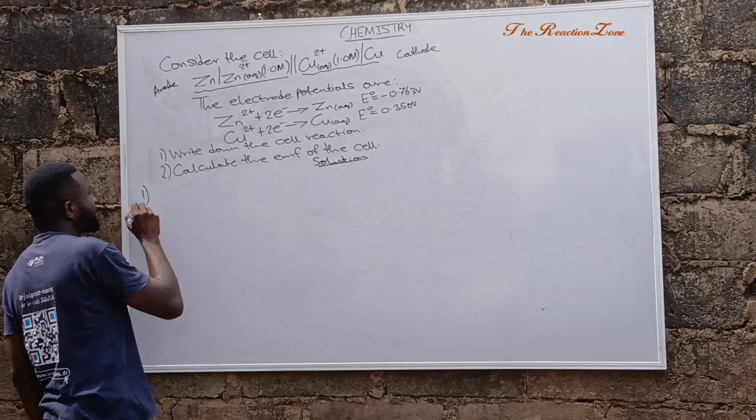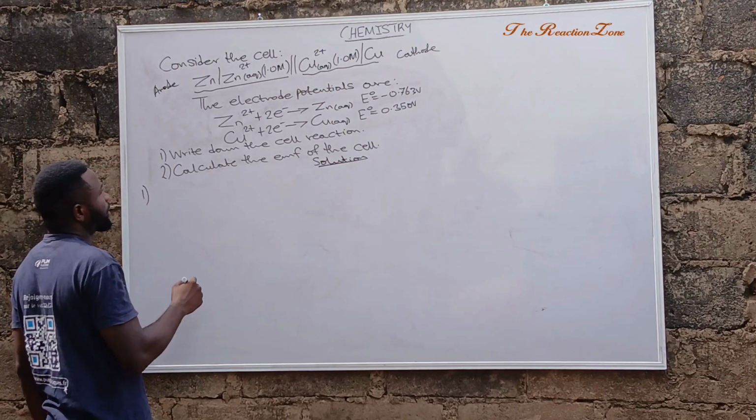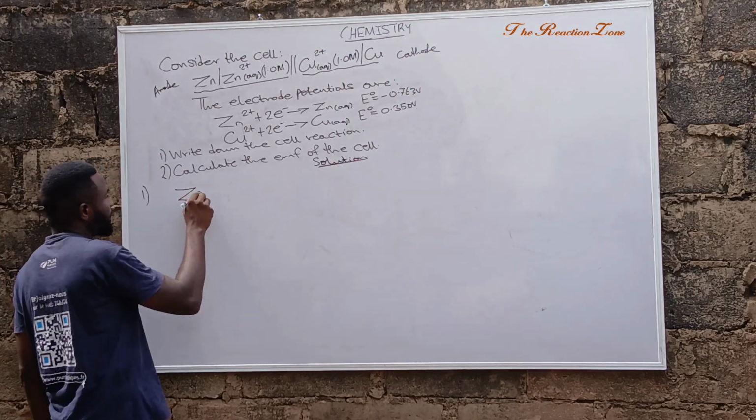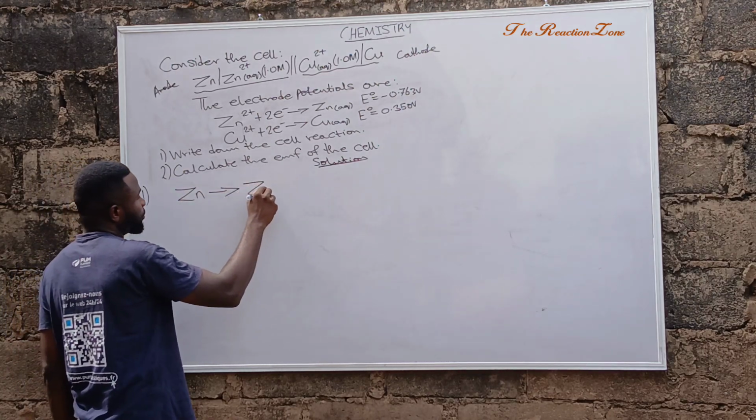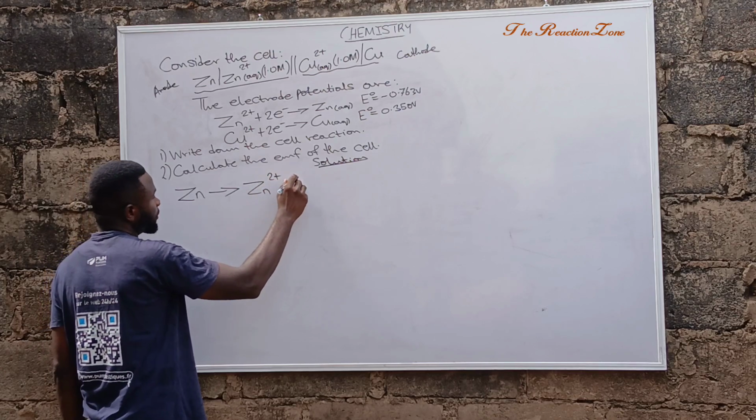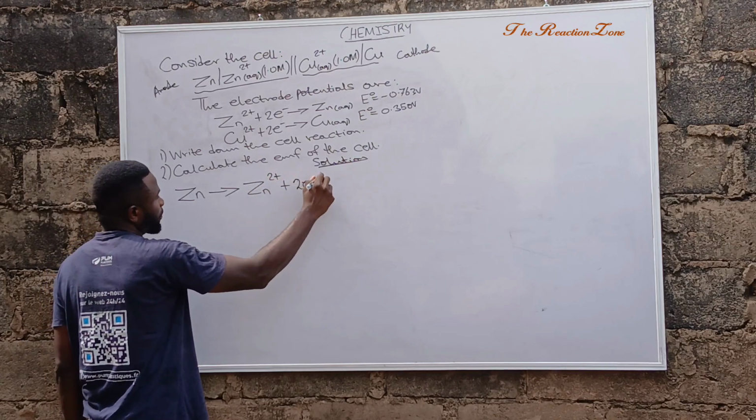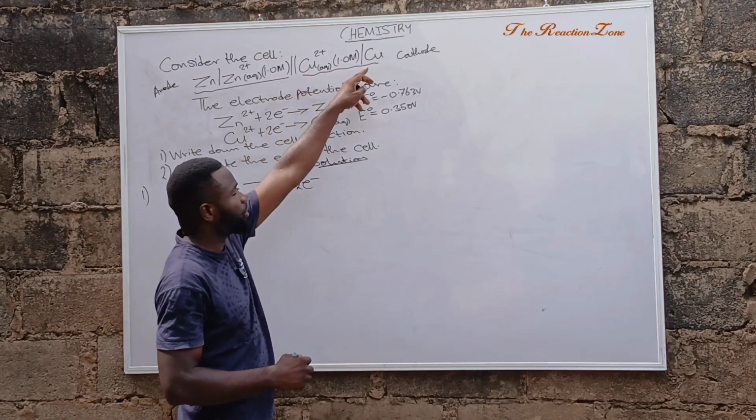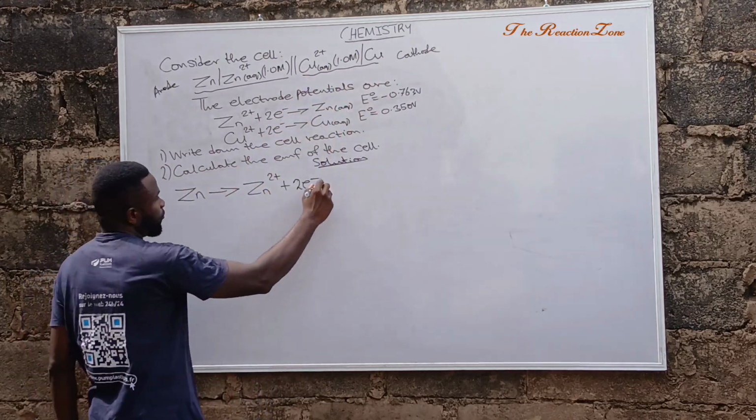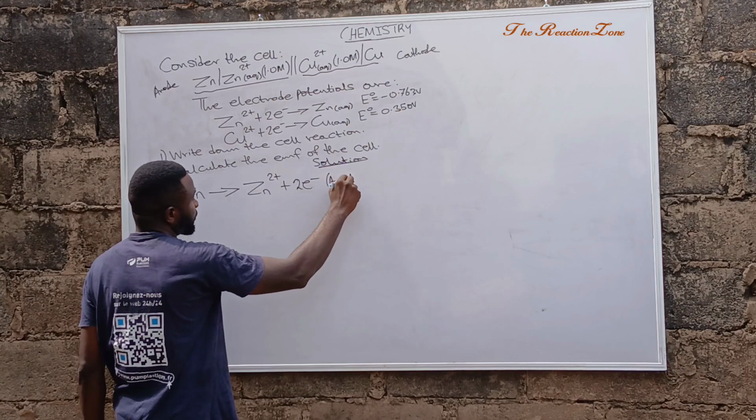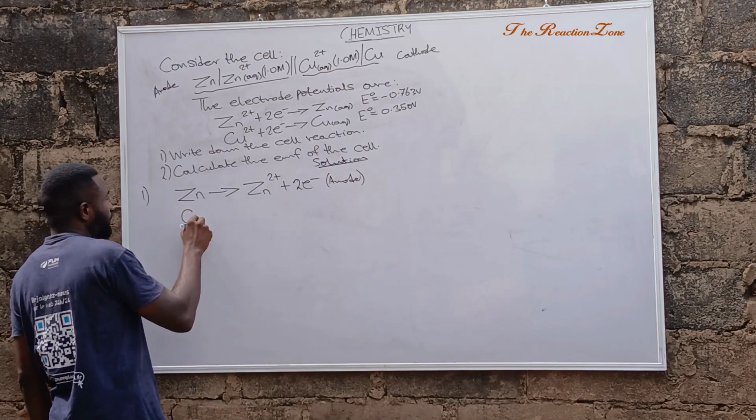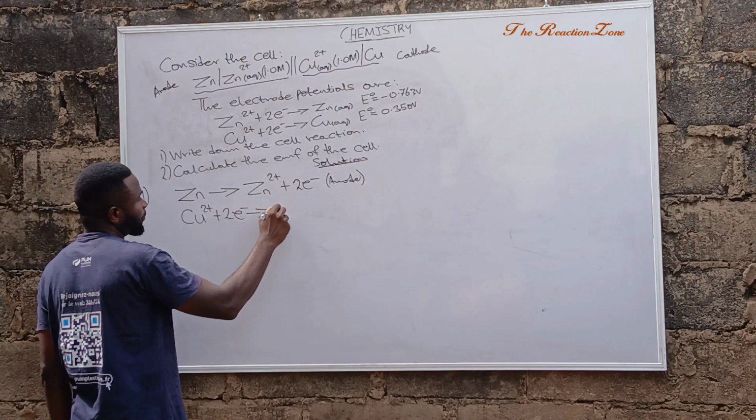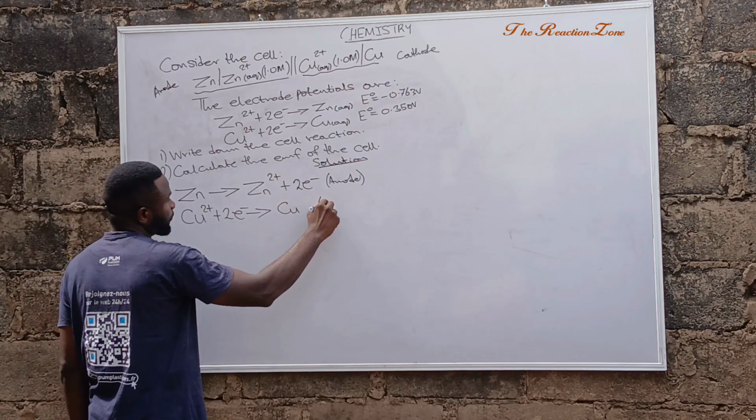So it means that to be able to write down the cell reaction, we have to write the equation at the anode, which is that zinc atom loses electrons to give zinc ions, and then at the cathode, copper ions accept electrons to give copper. So what you have here is the reaction at the anode, and then what you have here is the reaction at the cathode.